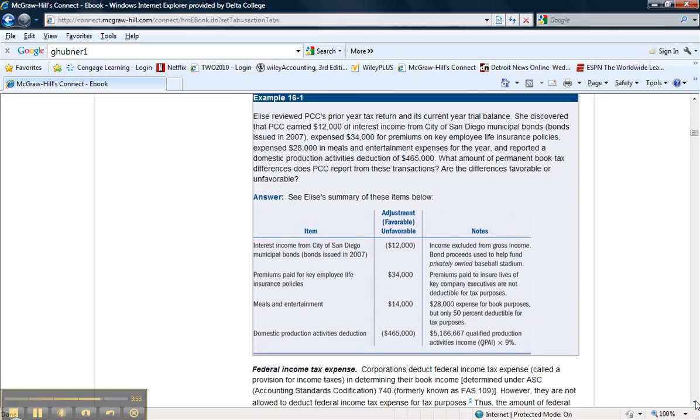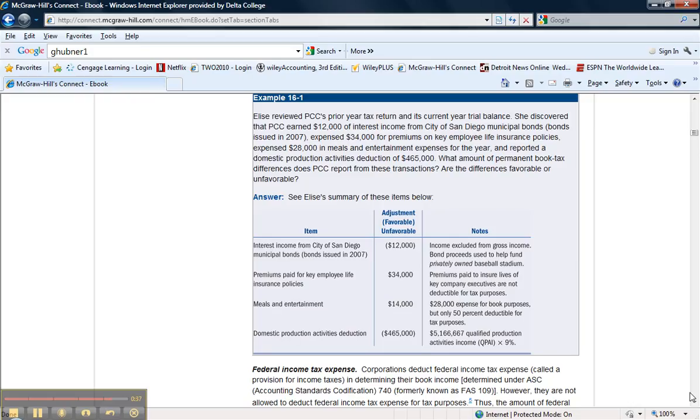We're going to see a lot of interest income from municipal bonds. Those are never taxable. Premiums paid on key employee insurance are not deductible if the corporation is the beneficiary. Meals and entertainment that I just told you about, half of that's never deductible. And the domestic production activities deduction, it's a made-up deduction, so companies will produce goods in the United States instead of shipping jobs overseas.